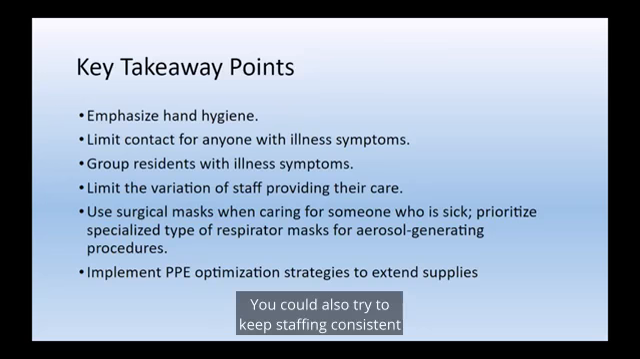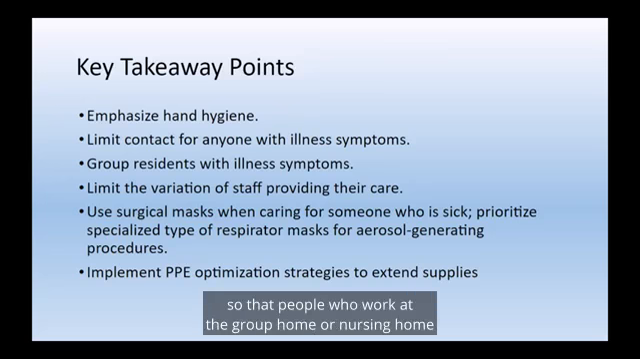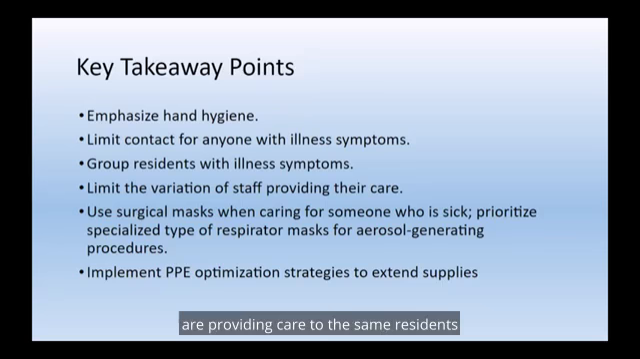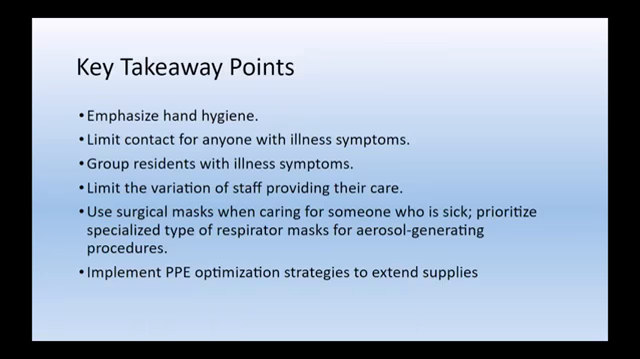You could also try to keep staffing consistent so that people who work at the group home or nursing home are providing care to the same residents for several days whenever possible, so that you're not having a lot of people in contact with each other. And it's also really hard to keep track of the spread of illness when there are a lot of people and a lot of variation in staffing.